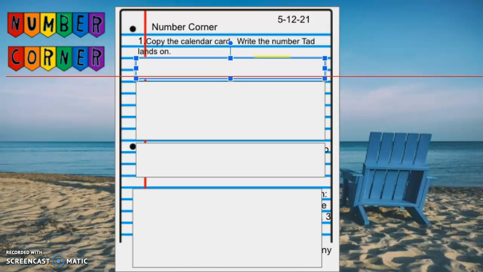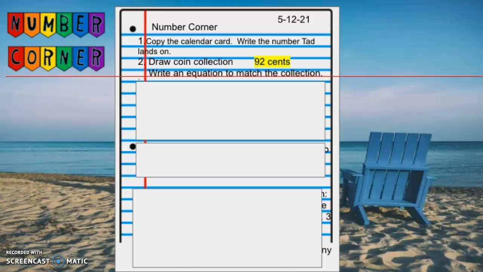Alrighty friends, we are moving on to number 2. Today you are going to draw a coin collection that has a value of 92 cents. Write an equation to match the collection. Press pause if you need more time for number 2.